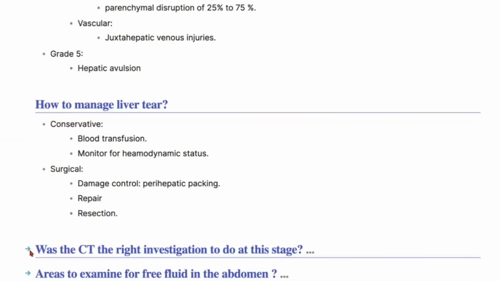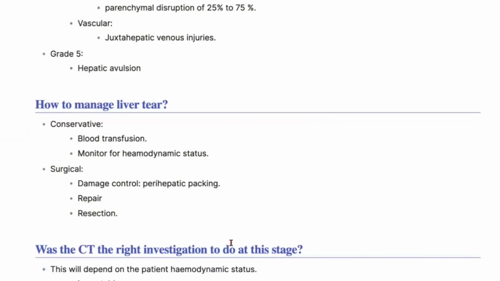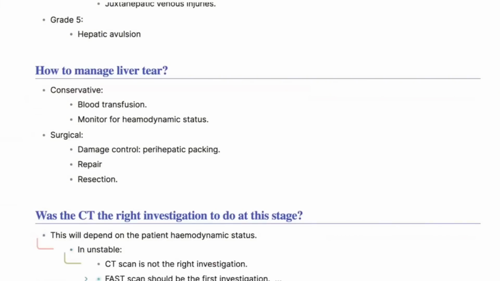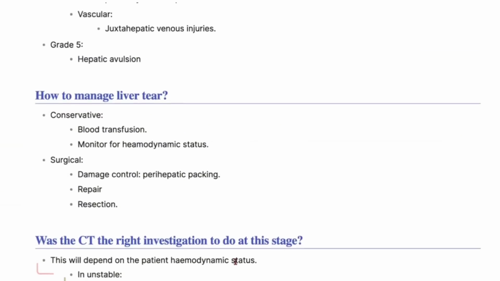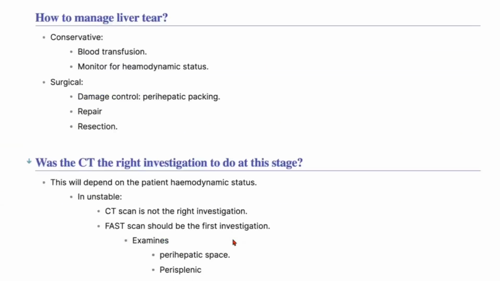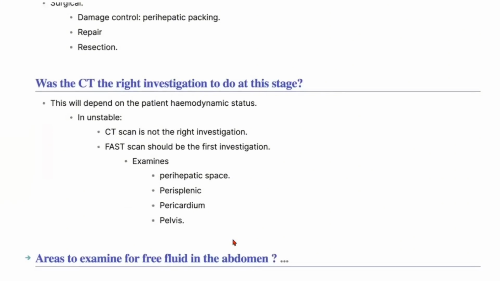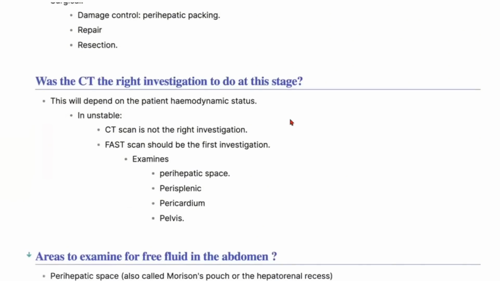The areas to examine using a FAST scan: we can look at the perihepatic space, which is the Morrison's pouch. You can look at the splenic space, the pericardium around the heart, and also the pelvis as well. Okay, great. All right. Excellent.